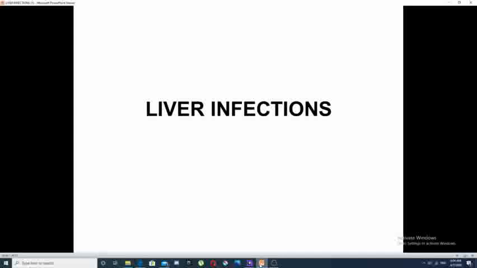Our topic today will be about the subjects of the GIT surgery for the 4th stage Students College of Medicine. And today we will proceed with our topics about the liver disorders. Today we will discuss the surgical point of liver infection.